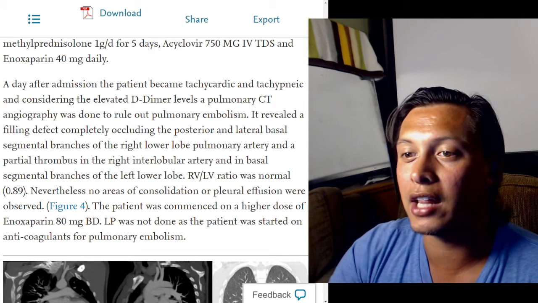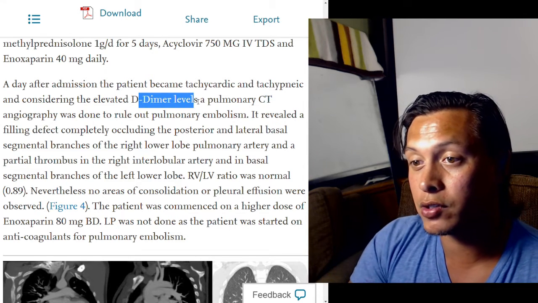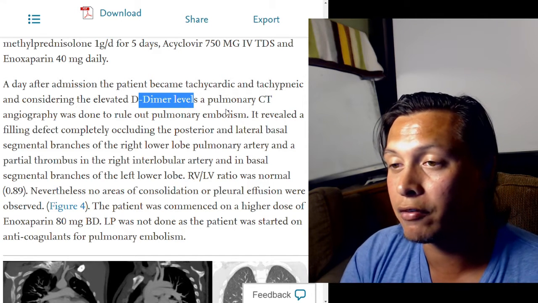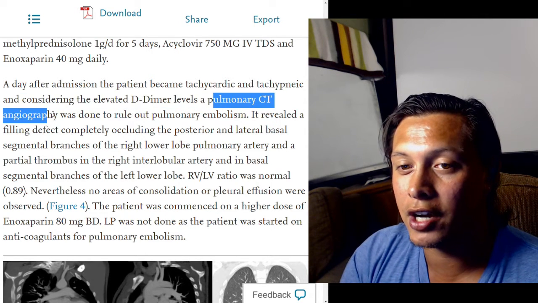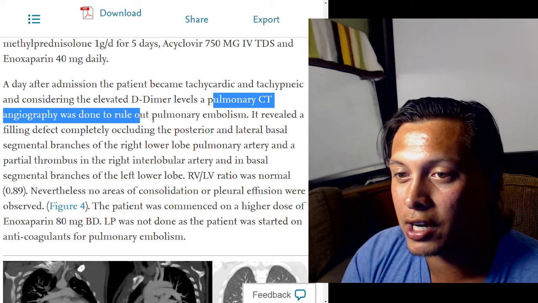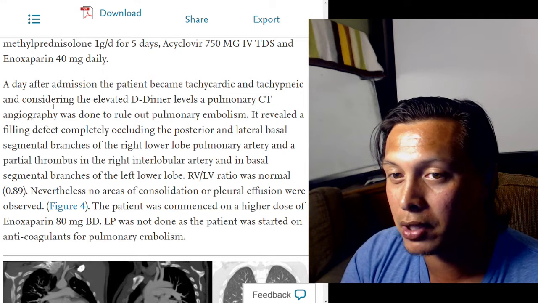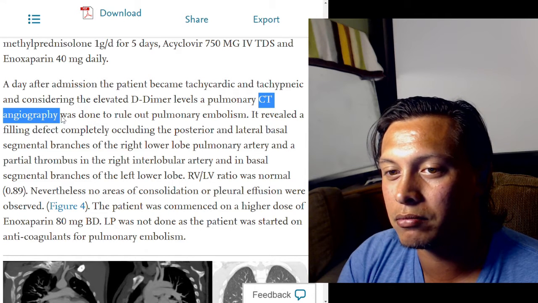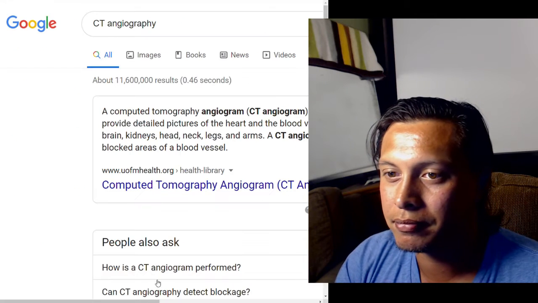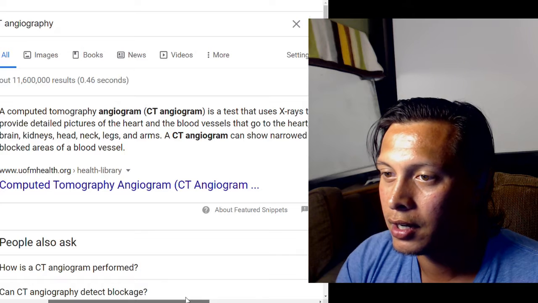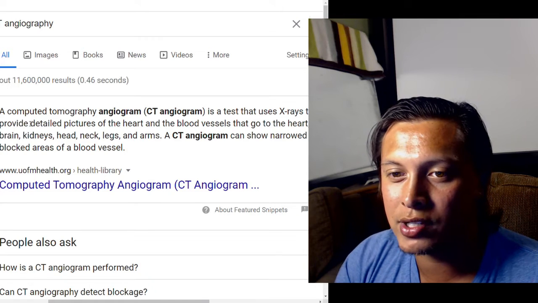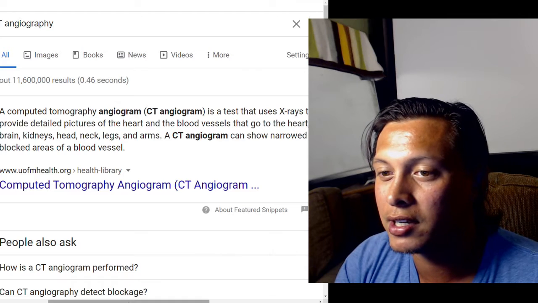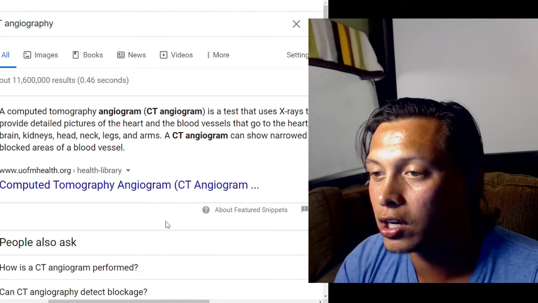And considering the elevated D-dimer levels, or the elevated blood clotting levels, a pulmonary CT angiography was done to rule out the pulmonary embolism. So what is a CT angiography? It uses X-rays to provide detailed pictures of the heart and blood vessels that go to the heart, lungs, brain, kidneys, neck, and arms.